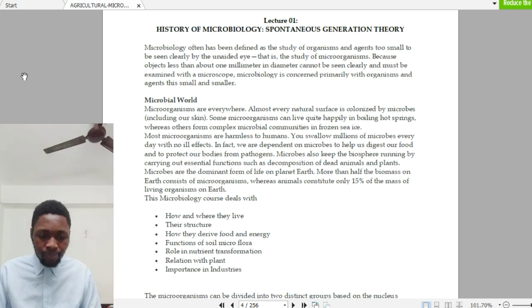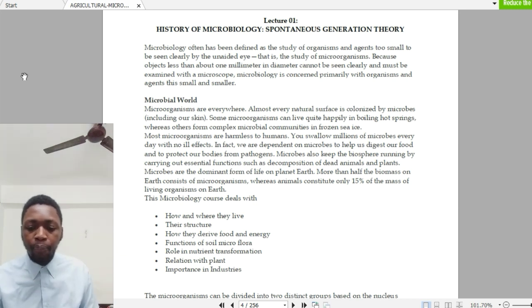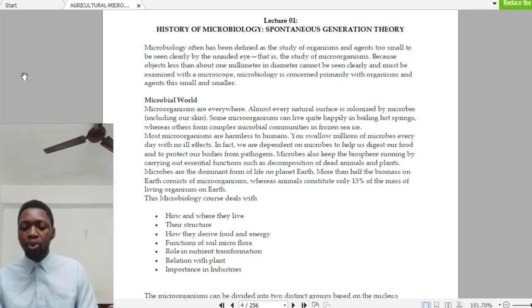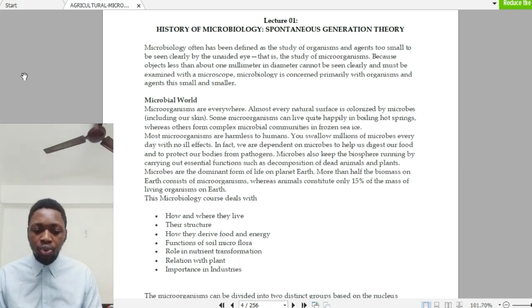The microbial world. Microorganisms are everywhere. Almost every natural surface is colonized by microbes, including our skin. Some microorganisms can live quite happily in boiling hot springs, whereas others form complex microbial communities in frozen sea ice. Most organisms are harmless to humans. You swallow millions of microbes every day with no ill effects. In fact, we are dependent on microbes to help us digest our food and to protect our bodies from pathogens.